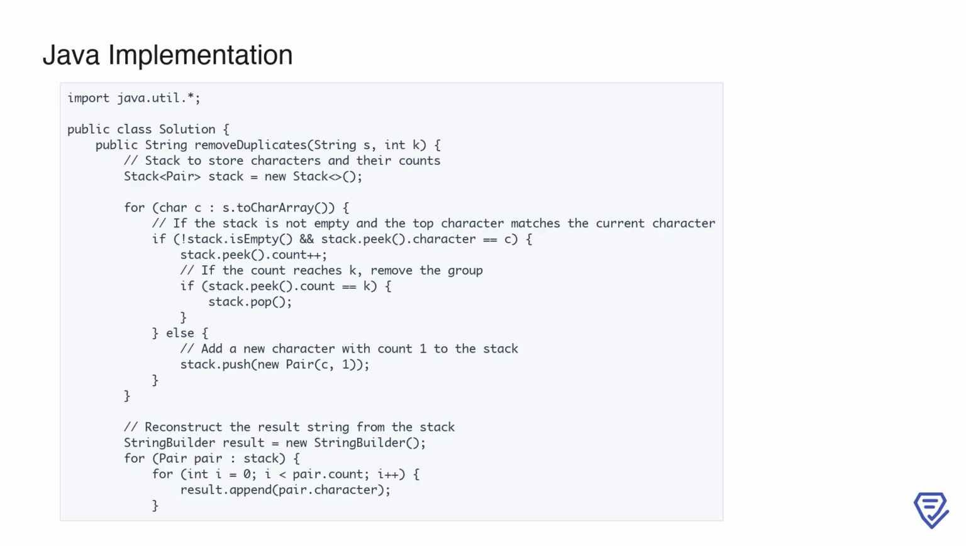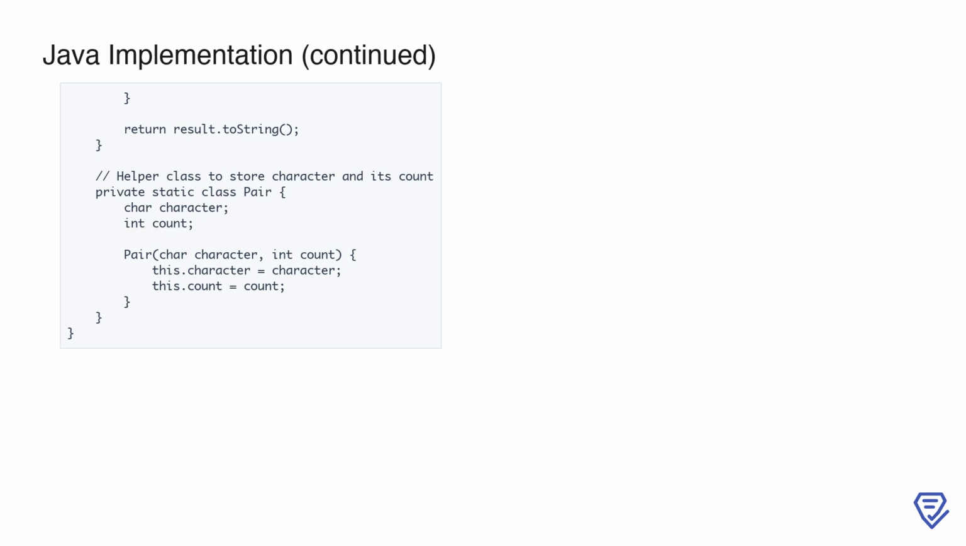Finally, we use a string builder to reconstruct the output string from the characters and counts remaining in the stack. The for loop completes the reconstruction of the result string by appending each character from the stack the appropriate number of times, based on its count. Once the string is fully built, we return it as the final result.